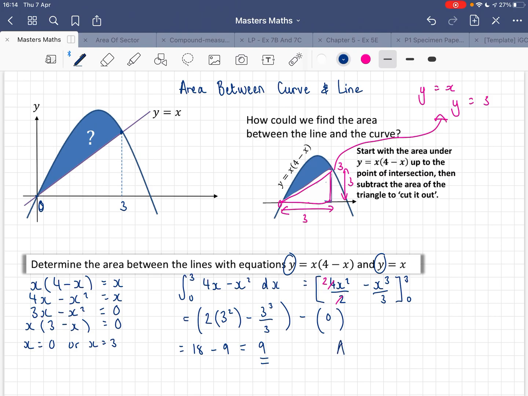So the area of the triangle is a half times 3 times 3, which is 4.5. Now 3 times 3 is 9, divided by 2 is 4.5. And then to find the actual area under the curve, the shaded area is 9 minus 4.5, which is 4.5. And that's our answer. So we found the area, and we found the points of intersection to put the limits on.